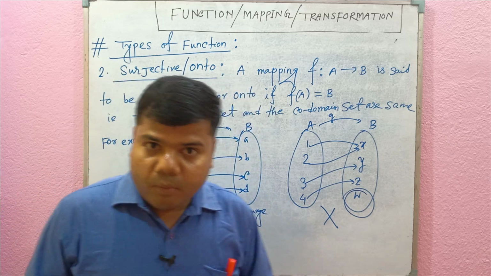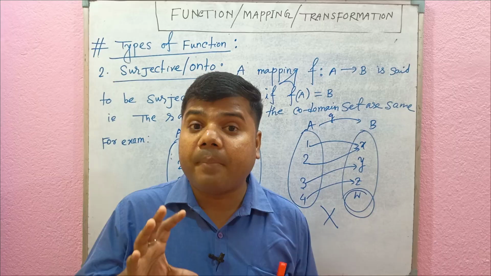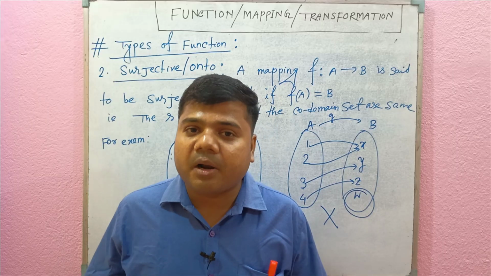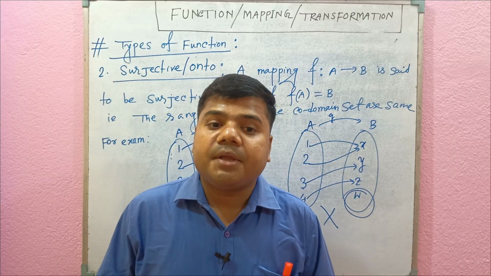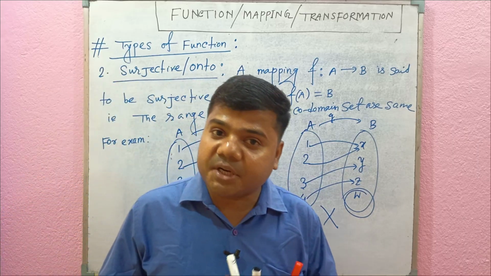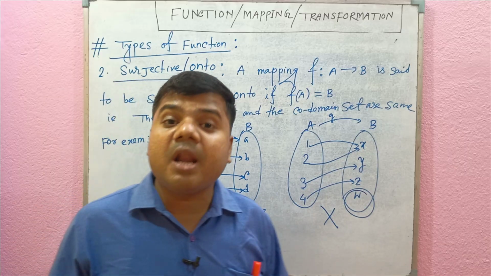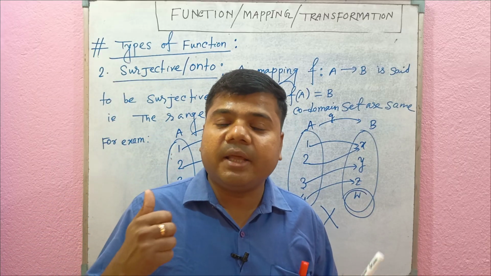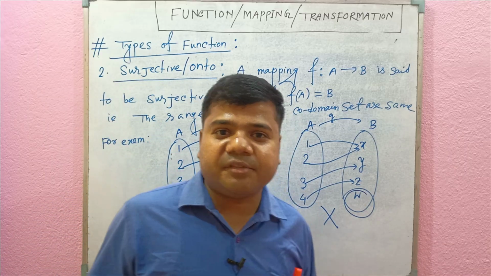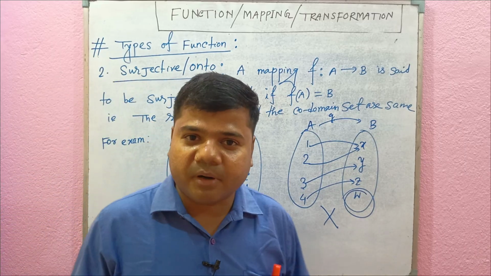Now we discuss an important type of function, bijective. A function f maps A to B is said to be a bijective function if it is injective as well as surjective. Then we can say that this is an example of a bijective function.